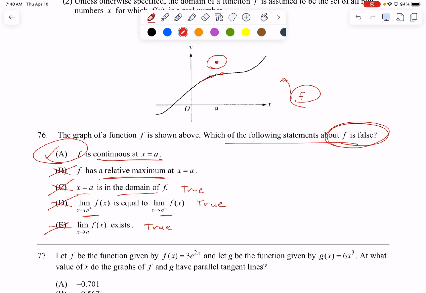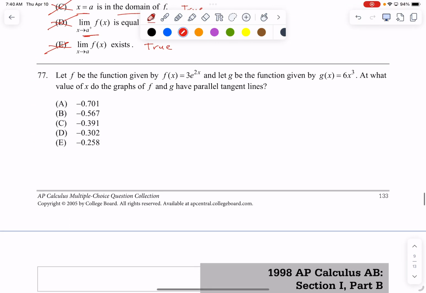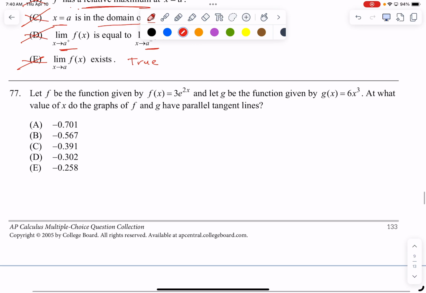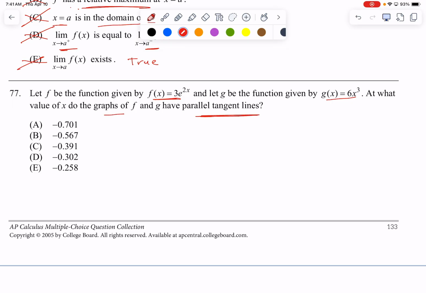Did not require a calculator. Okay. Next one, obviously it's going to require a calculator, so I'd practice calculator stuff with me because I think the hardest thing on the AP exam is the calculator stuff. Let f be a function given by f of x equals 3e to the 2x. Let g be the function given by g of x is equal to 6x cubed. At what values of x do the graphs of f and g have parallel tangent lines?